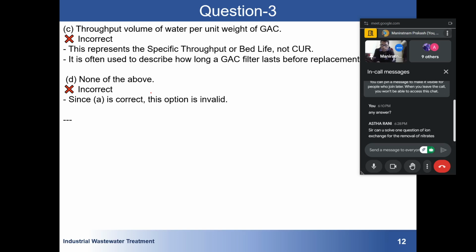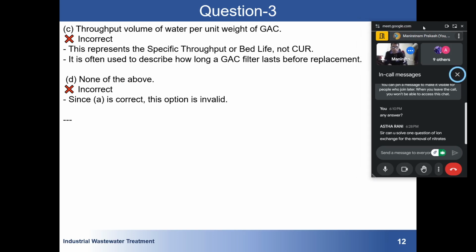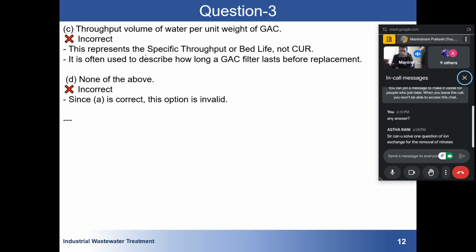This represents an invalid statement, so our correct answer is A.